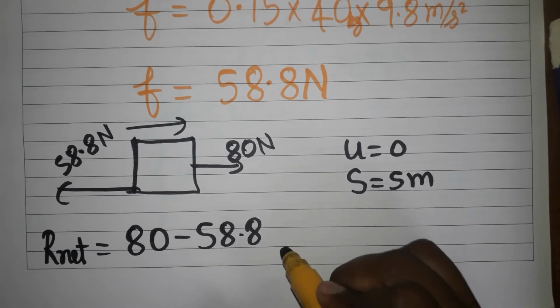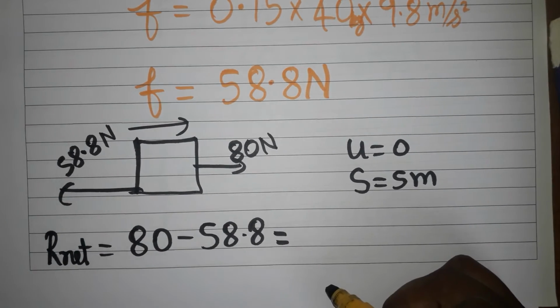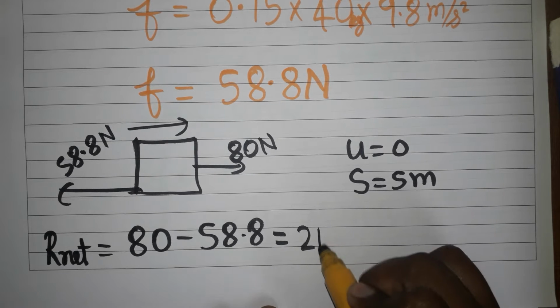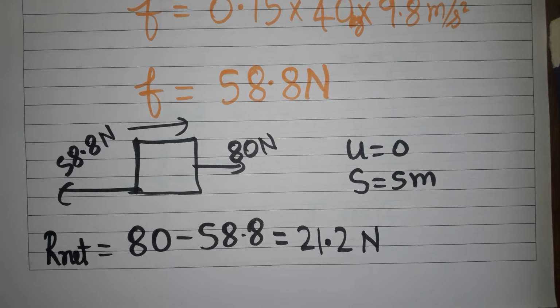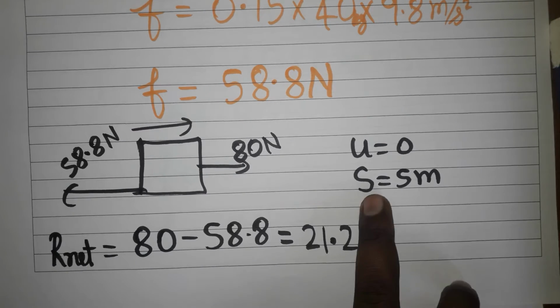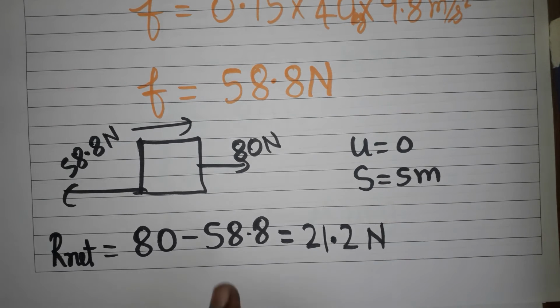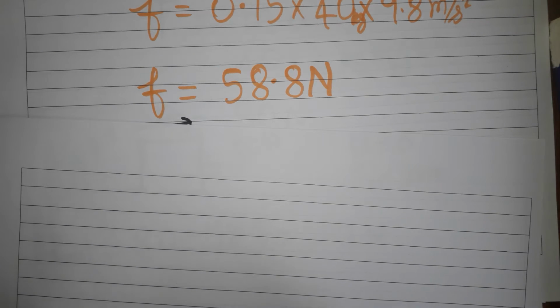So now this subtraction gives 21.2 Newton. I get the resultant force. Now the block is displaced 5 meters, the initial velocity is 0, and I got the force. The mass is 40 kg. Now the acceleration of the block.